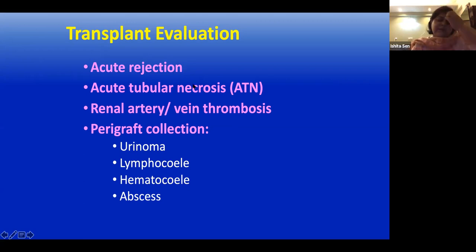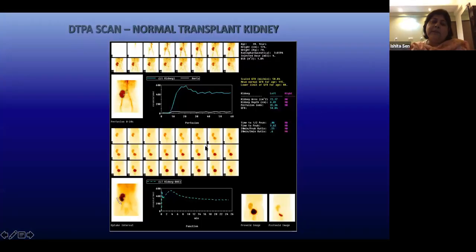The transplant evaluation, again, used to be very common when I was a resident. We used to get a lot of transplant evaluations on DTPA, but now with the pathologists becoming more adept at reading transplant pathology and being able to differentiate between acute rejection and ATN, the transplant evaluations are very seldom done on DTPA nowadays. But just to complete the picture, this is what a normal transplant looks like.